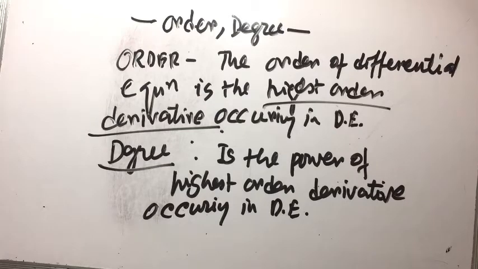Order means the order of the differential equation is the highest order derivative occurring in the differential equation. Degree is the power of the highest order derivative occurring in the differential equation. First of all we have to find the order, then we have to find out the degree of the differential equation.